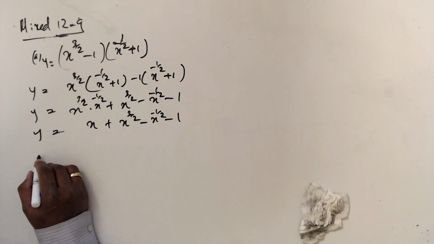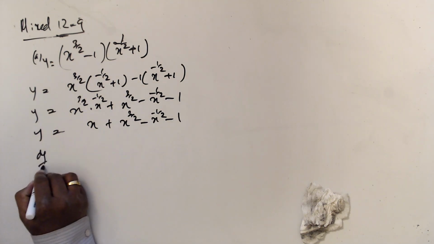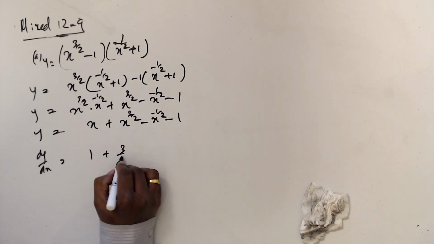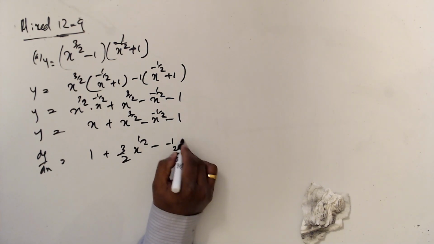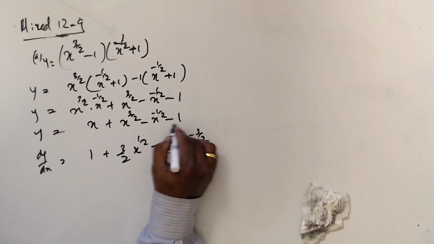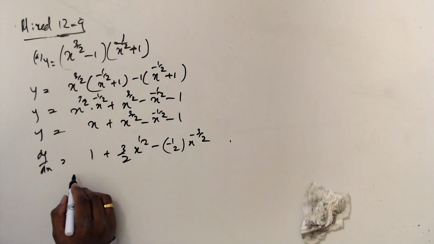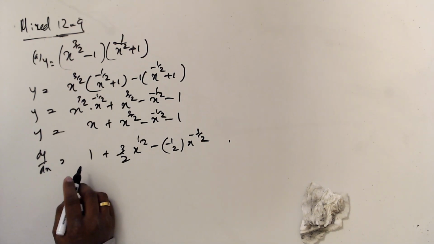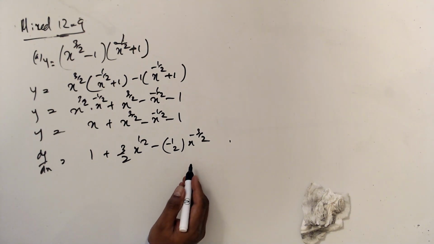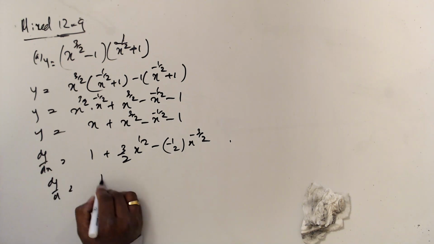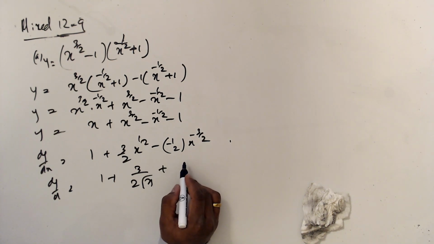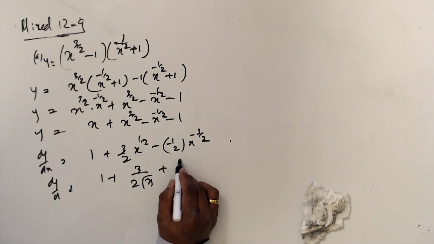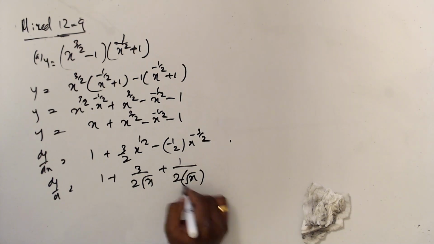Now we want to find dy/dx. So dy/dx equals 1 plus (3/2)x^(1/2), then minus (1/2)x^(-3/2). Okay, I will simplify this one: 1 plus 3 over the square root of x, plus 1 over 2 times the square root of x to the power 3.